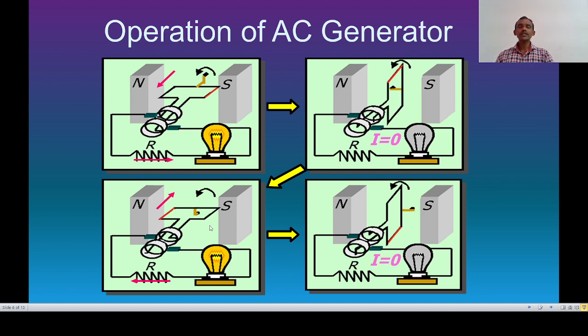Now in the fourth case, when this red segment is moving with an angular velocity and reaches the position where it moves parallel to the direction of the magnetic field, here also no current will be induced. Now from this, this condition will be repeated again.